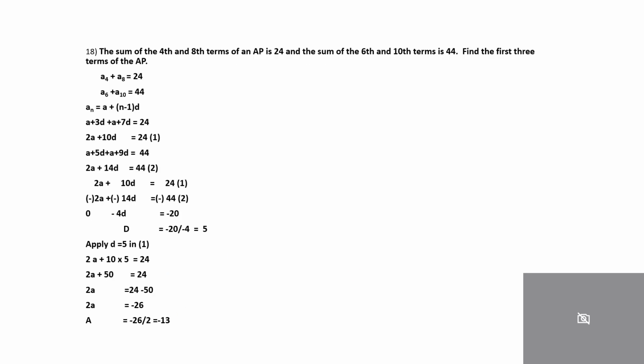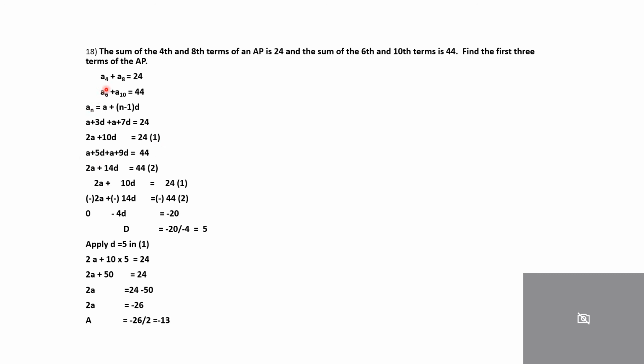Now going to the next sum. The sum of the fourth and eighth term of an AP is 24, and the sum of the sixth and 10th term is 44. Find the first three terms of the AP. So you can write A4 plus A8 equal to 24, A6 plus A10 equal to 44. So A4 will be A plus 3D, plus A plus 7D equal to 24. Then when you add, 2A plus 10D equal to 24, this is the first equation.